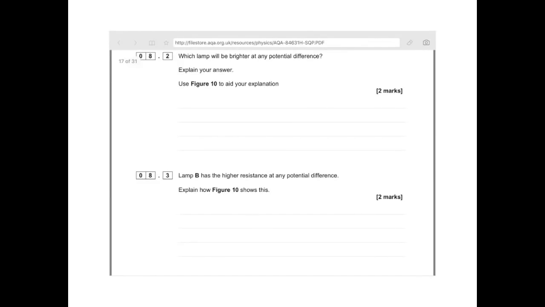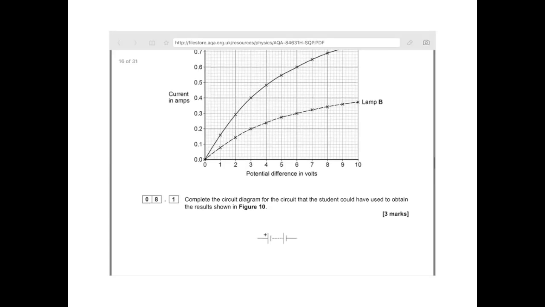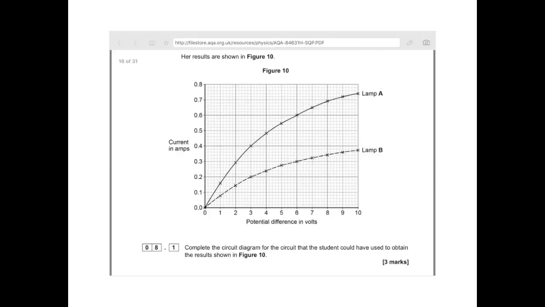Lamp B has a high resistance at any potential difference. Explain how figure 10 shows this. So again, if we look at the graph, we can see that there's a lower current than lamp A for the same potential difference, and we can see from the slope of the line that it has a lower gradient. So B has a lower gradient compared with A.